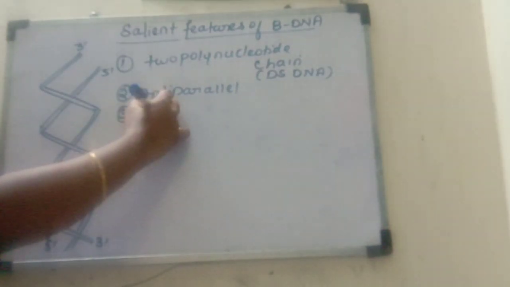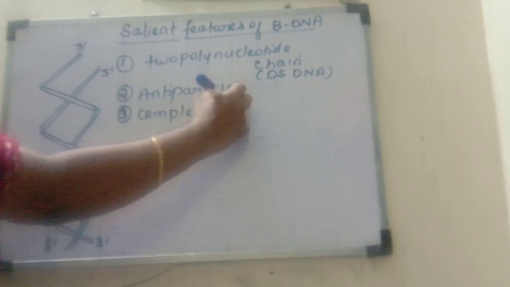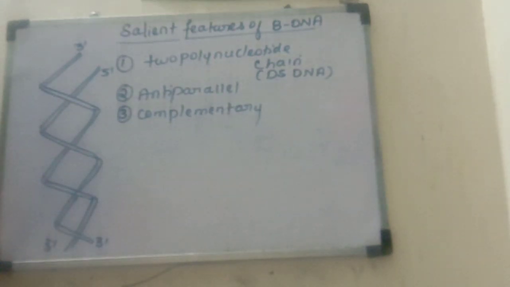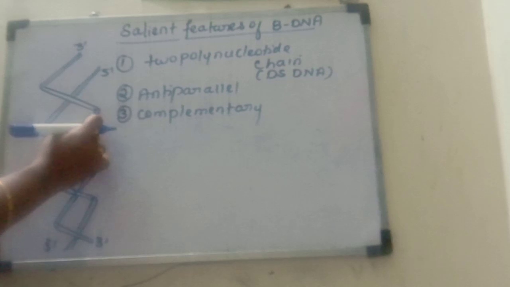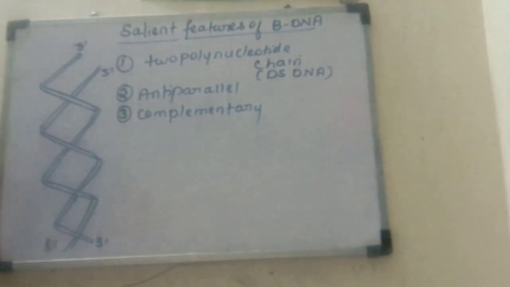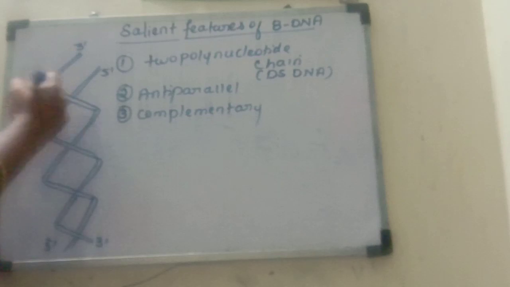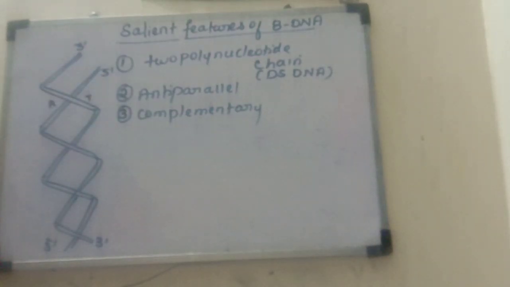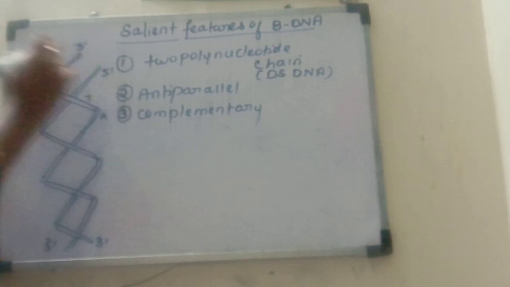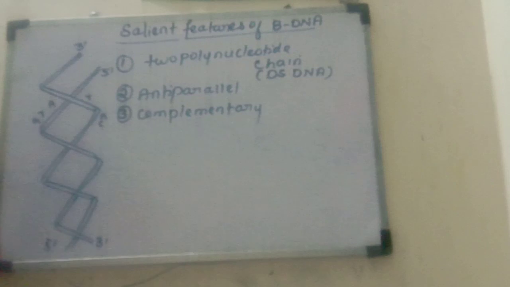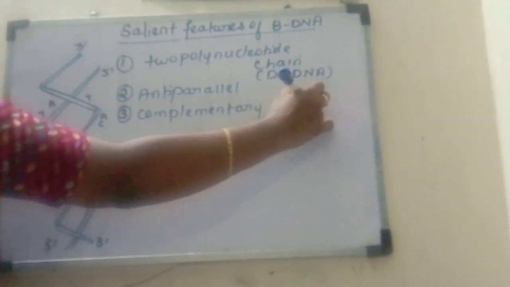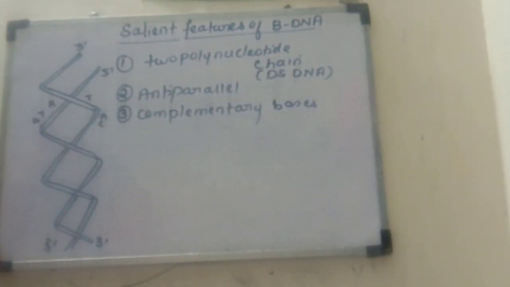Then the third one, both the strands are complementary. Already you know what complementary base pairing is. Based on this property, if you know the sequence of one strand, it is easily possible to find out the bases in the opposite strand. For example, here A means in the opposite strand it is T. Here T means A in the other strand. Here G means C. We can easily find this because both the strands have complementary bases. This is another important character of the double helical DNA.